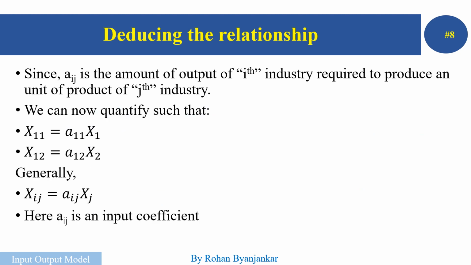Since aij is the amount of output of the ith industry required to produce a unit of product of the jth industry, it means the amount of ith industry needed to produce one unit of the jth industry. Then we can quantify the relationship such that x11 equals a11 x1 and x12 equals a12 x2. a12 is the input coefficient. Generally, in a general form, xij equals aij xj. Here aij is an input coefficient.